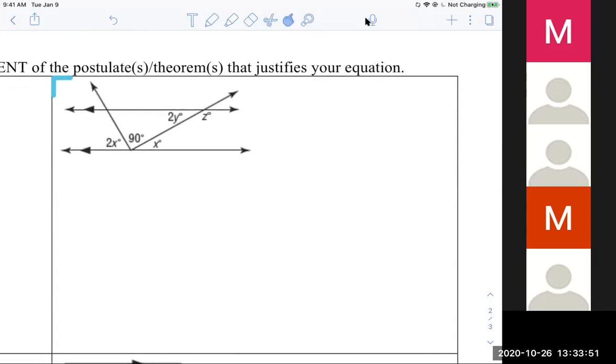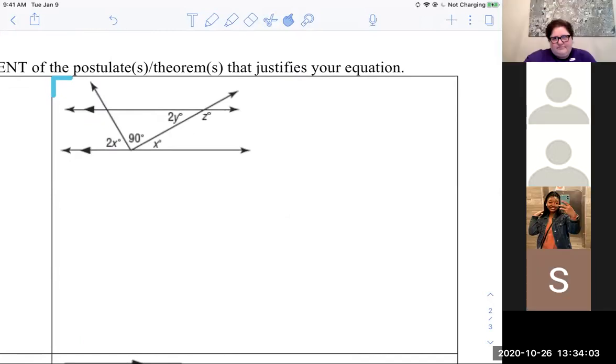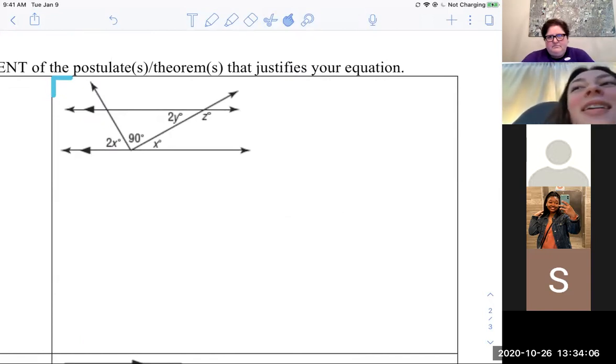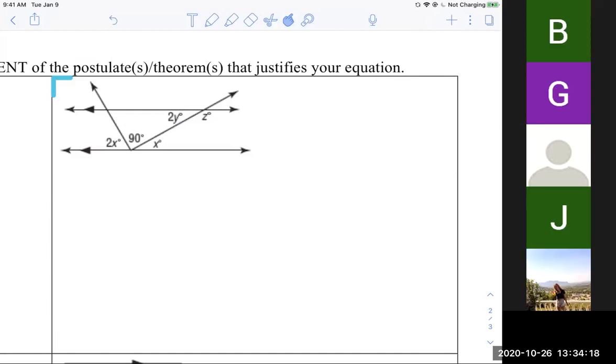Okay, we need to find X, Y, and Z. We're going to write down every postulate or theorem that we use. So I need an equation first to find either X, Y, or Z. You can start with whichever one you want. Somebody who has not talked to me today. Jerron, X, Y, or Z. Tell me something to do.